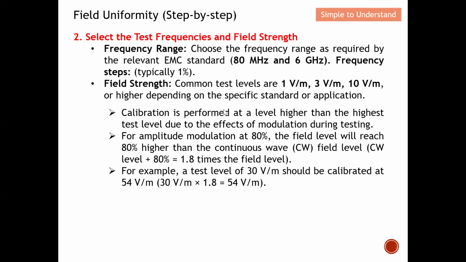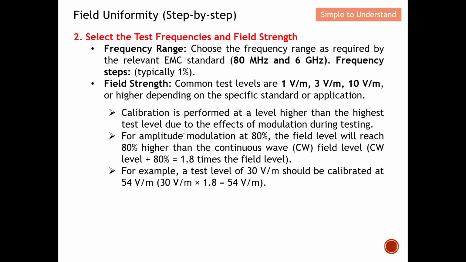So calibration is performed at a level higher than the highest test level due to the effect of modulation during testing. Don't be confused about the higher level I mentioned earlier on; this is totally different. Because we have amplitude modulation, we need to ensure that we do the calibration at a level that is higher than the test level that we actually need.